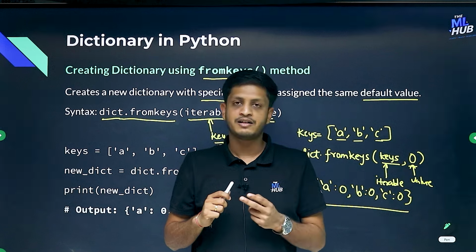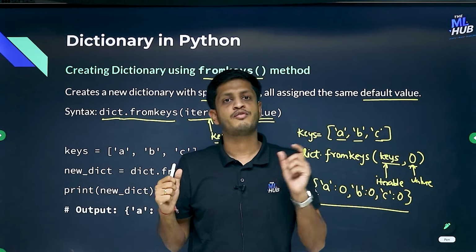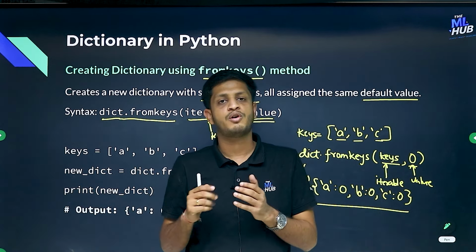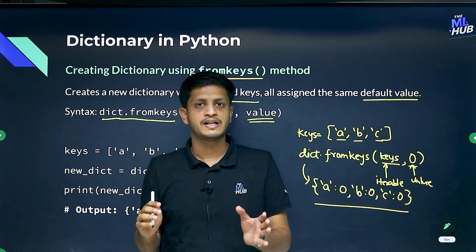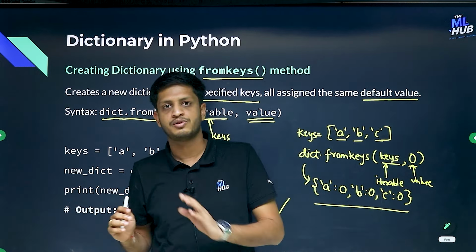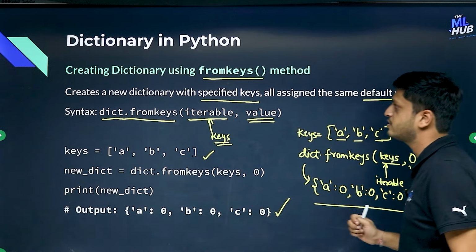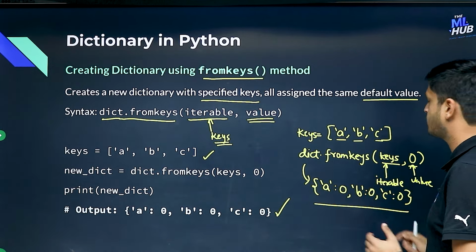Okay. And the fourth way, which is using dict dot fromkeys. This is only used if you want to assign multiple keys the same value. So you can give an iterable which contains all the keys and the same value will be assigned to all those keys in a dictionary. Okay, so these are all the ways in which you can create a dictionary in Python.